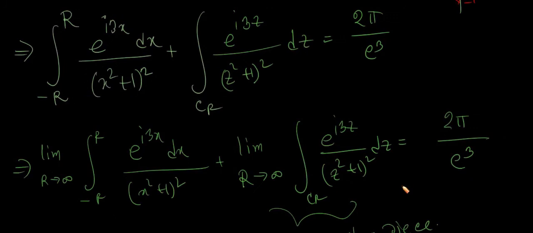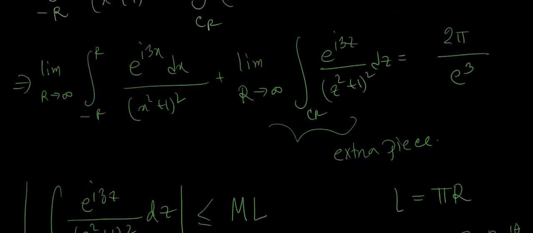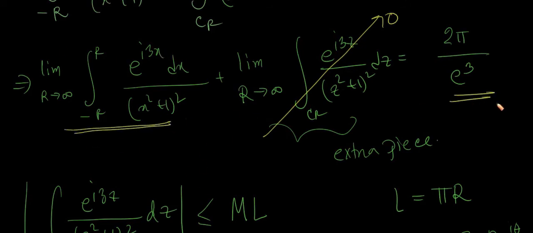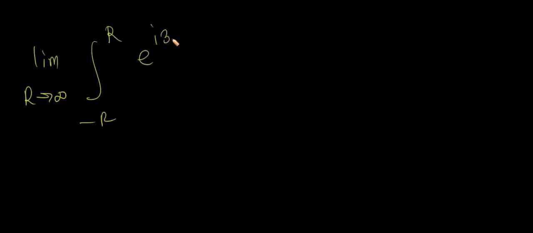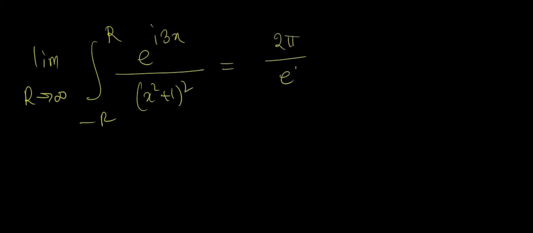So the extra piece that we found will go to 0 as limit r goes to infinity. So finally we can see that this part is equal to just 2 pi divided by e cubed. So we have limit r goes to infinity of the integral from minus r to r of e to the power i3x over (x square plus 1) whole square is equal to 2 pi by e cubed.